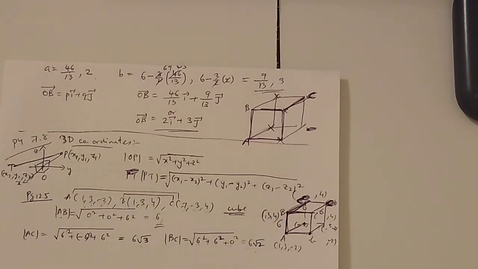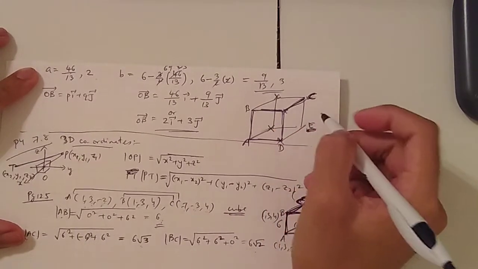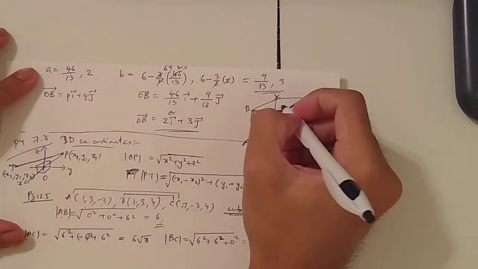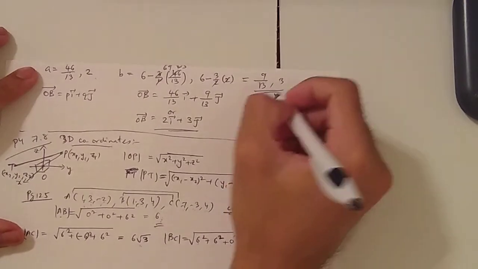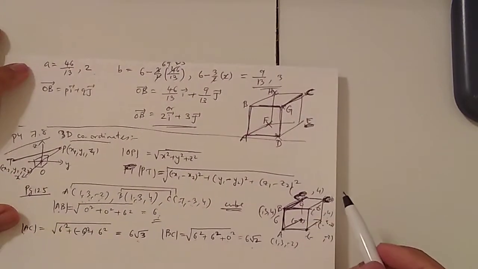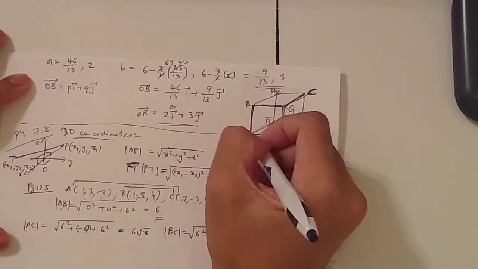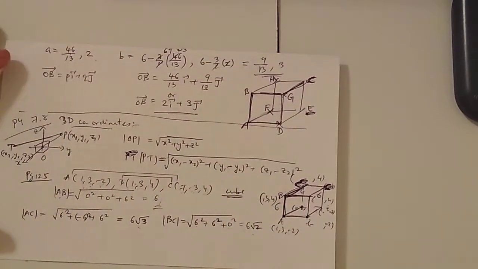Alright, so now we need to find out the remaining 5 vertices. To find the remaining 5 vertices, let's note them down. We have got D, E, F, G, and H. So first part is going to be we know what AB is. What is AB?